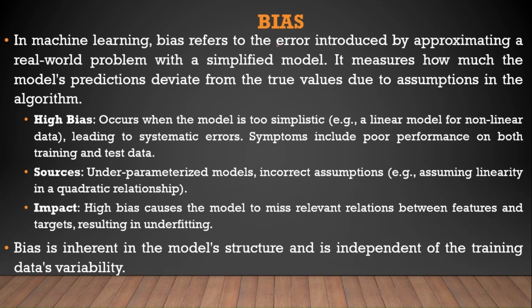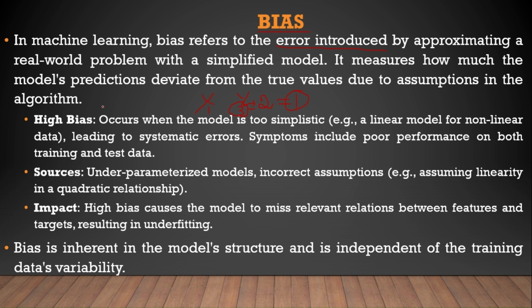Bias is the error introduced by approximating real world problems with a simplified model. It measures how much the model's predictions deviate from the true values due to the assumptions in the algorithm. Suppose x is my input. If my input is 1, my actual output is 3. Instead of predicting 3, I am getting 5 or 2. What is the difference between these two values? It will be 1, right? This we call the error. This error will be solved with the help of the bias and the variance.